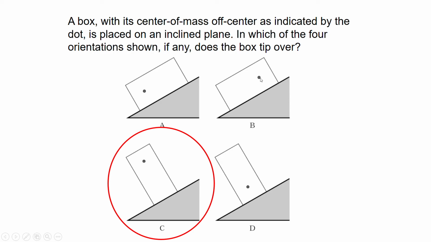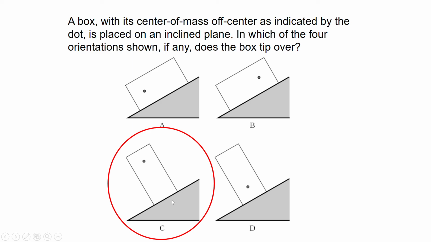Same thing's true here. The weight force is way back here. It's trying to rotate it clockwise around this point, and so the plane can push back and cause it to rotate counterclockwise. Same thing in D. The force down here is trying to get it to rotate clockwise around this point, and the plane can just push back until it's in equilibrium.